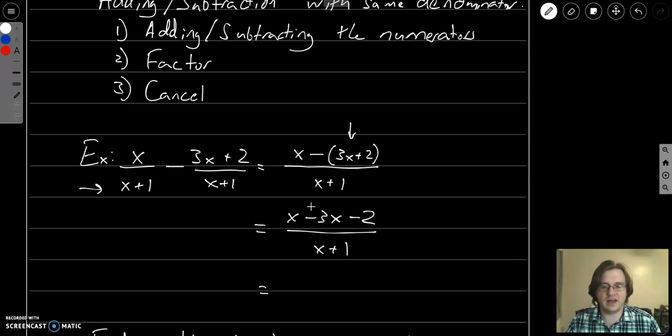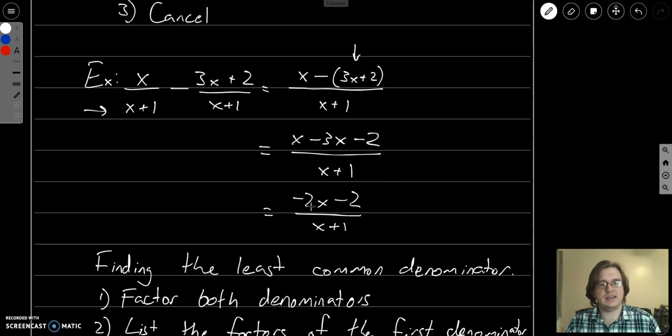And when I simplify this, x minus 3x is minus 2x, and then I can subtract 2, and I can put this all over x plus 1. Here, what I notice is that this is now not simplified anymore, because I've got minus 2 as a factor of both of these terms. So if I factor that out, I have a minus 2 times x, minus 2 times 1, and oh look, everything cancels. The x plus 1 will cancel with the x plus 1 on the bottom, and what I'm left with is exactly negative 2.